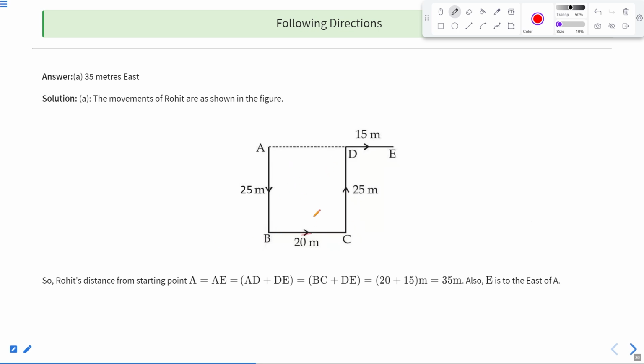As you can see from the movements, AB and CD cancel each other out. BC is 20 and DE is 15. The answer is 35 meters east.